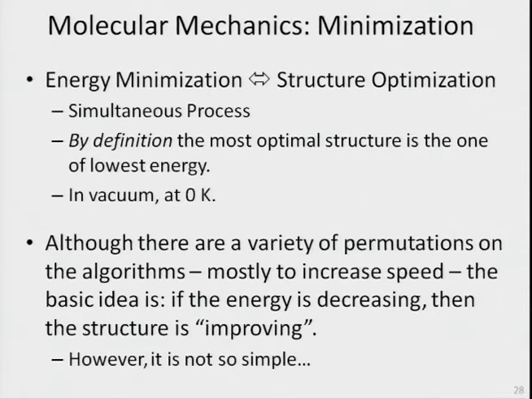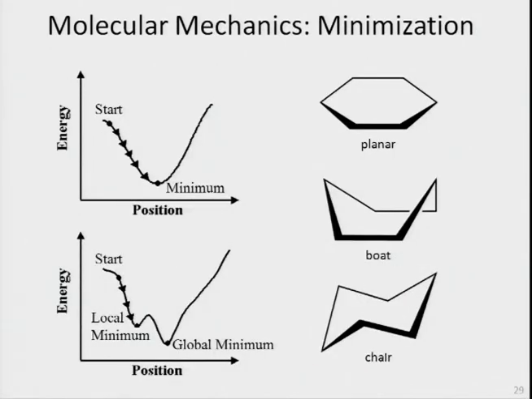So although there are a variety of permutations on the algorithms, mostly to increase computational speed, the basic idea is if the energy is decreasing, then the structure is improving in terms of its stability and preferred conformation. But it's not quite so simple, because there might be several different minima that you might have. So let's think about cyclohexane. When you draw cyclohexane into the computer, you just draw 6 atoms, and they're all in the same plane. So it's a planar structure.